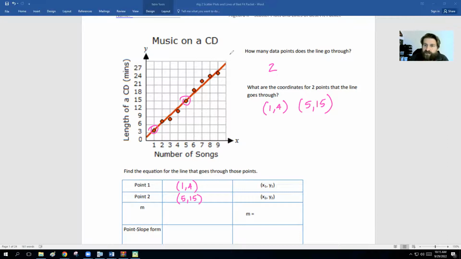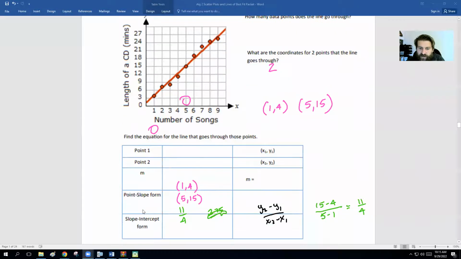We've done this in chapter 2. We can find equations of lines using y equals mx plus b. We first have to find our slope, which is y2 minus y1 over x2 minus x1. If we plug those numbers in, we would have 15 minus 4 over 5 minus 1, and that'd be 11 over 4. So that is our slope, 11 over 4. Or if we wanted to use a decimal, I don't like to, you can say 2.75.